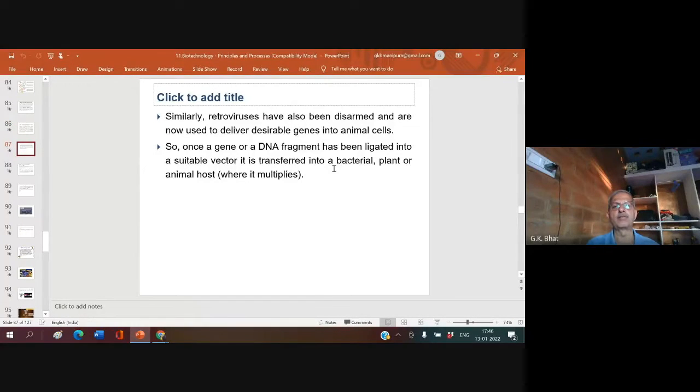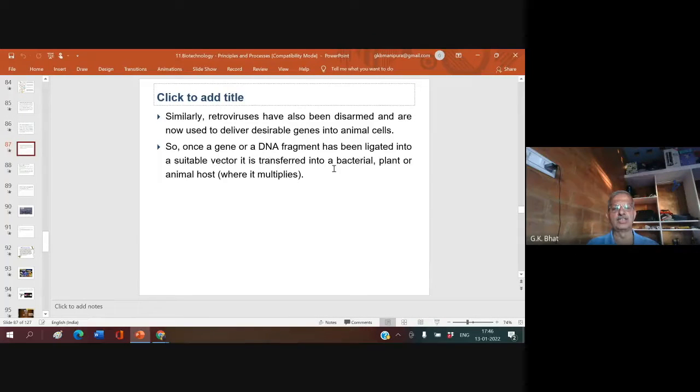Similarly, retroviruses have also been disarmed and are now used to deliver desirable genes into animal cells. Disarmed means made less pathogenic, non-pathogenic.